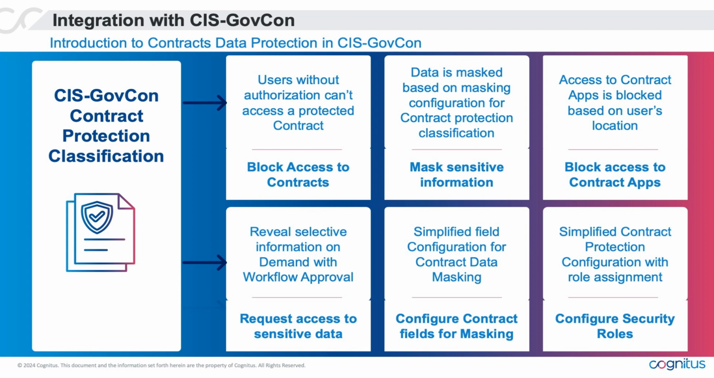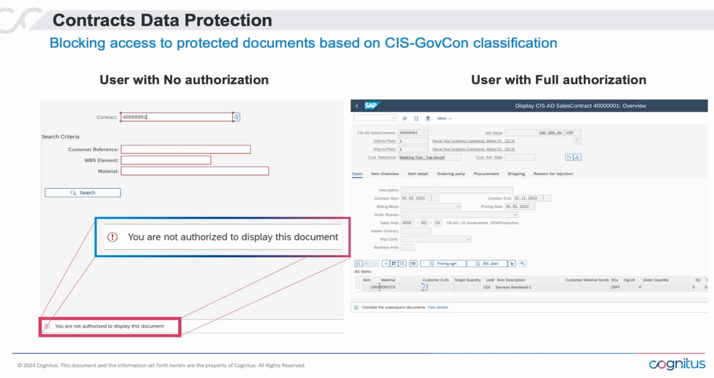Simplified configuration for contract field masking based on user authorization, and simplified configuration for defining a CIS-AD contract protection classification and the corresponding SAP business roles. Now, let's look at a few examples. So here we can see how a user with no authorization is not allowed to display a protected contract, while a user with full authorization is allowed to display the document.